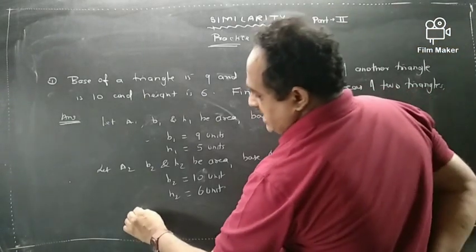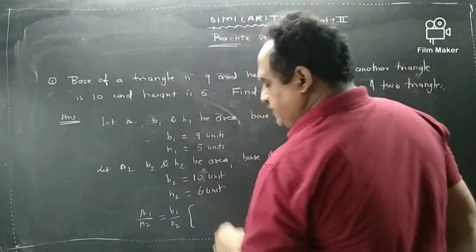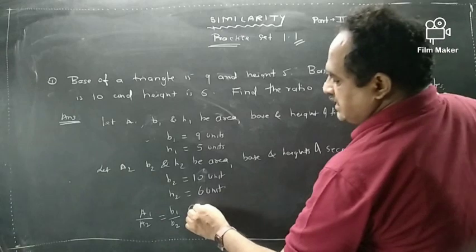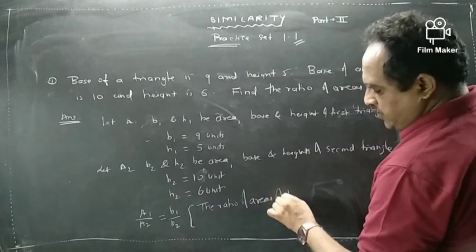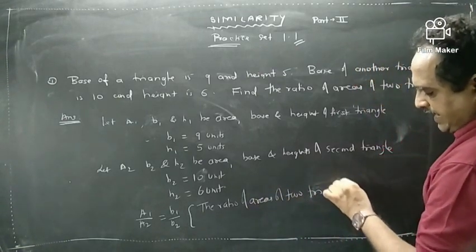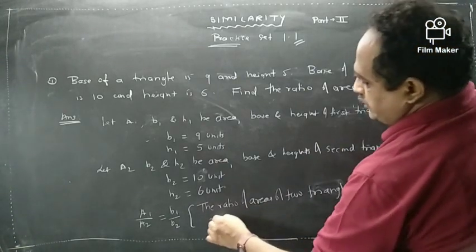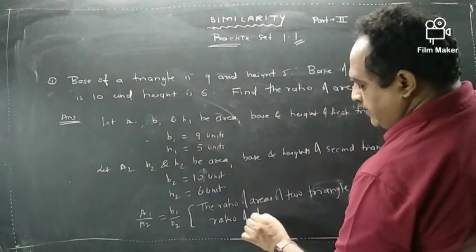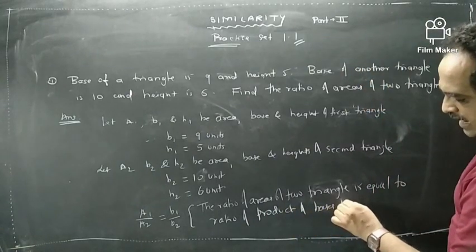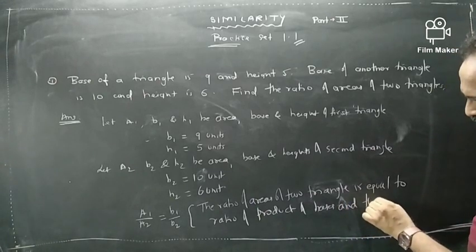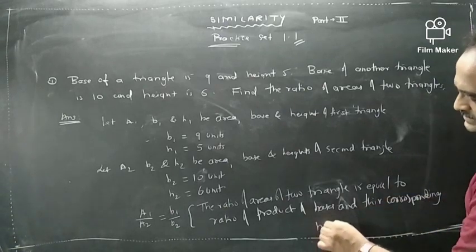So what we are going to write is A1 upon A2 is equal to B1 H1 upon B2 H2, and the reason for it is the ratio of areas of two triangles is equal to the ratio of the product of bases and their corresponding heights.